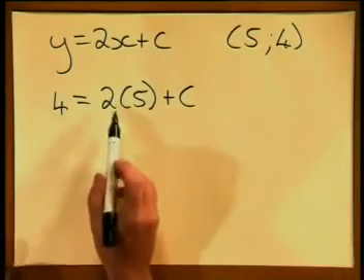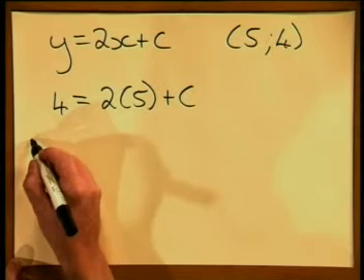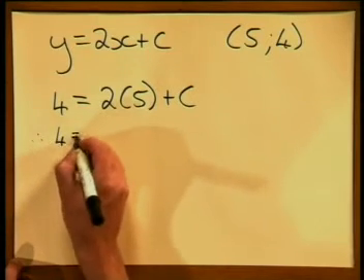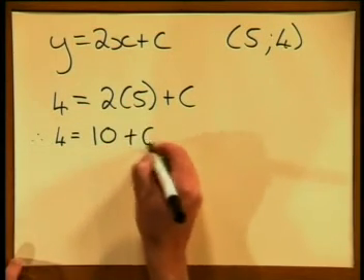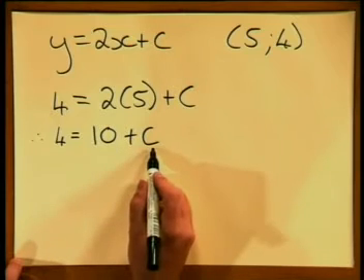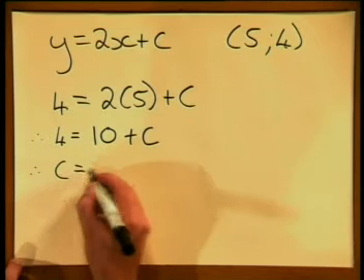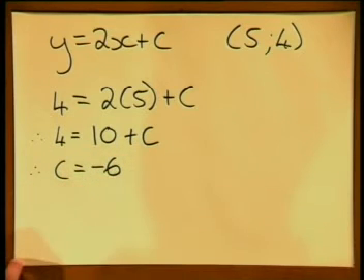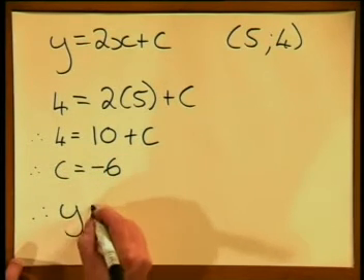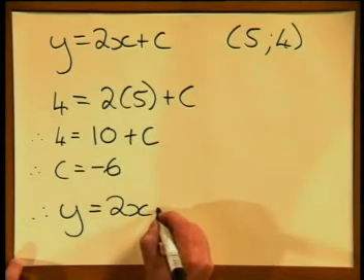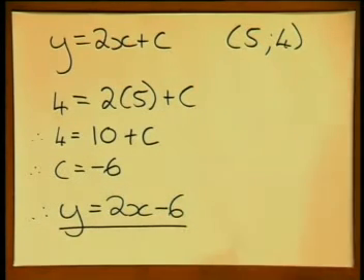Now, Lerato, can you find the value of c? 2 times 5 is 10. So 4 is equal to 10 plus c. To solve for c, subtract 10 from both sides. So c is equal to minus 6. Therefore, y is equal to 2x minus 6. So we've confirmed algebraically that the formula of the function is y equal to 2x minus 6.